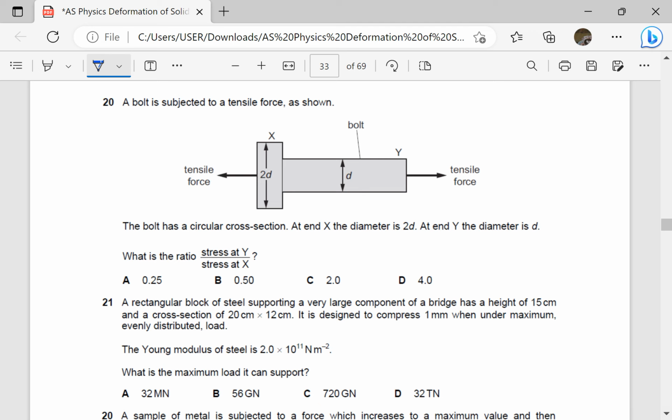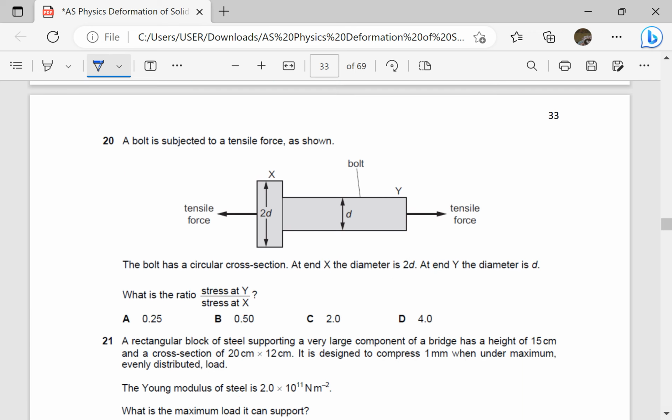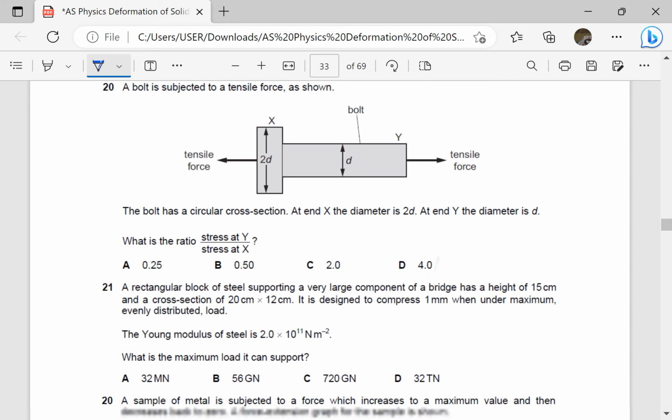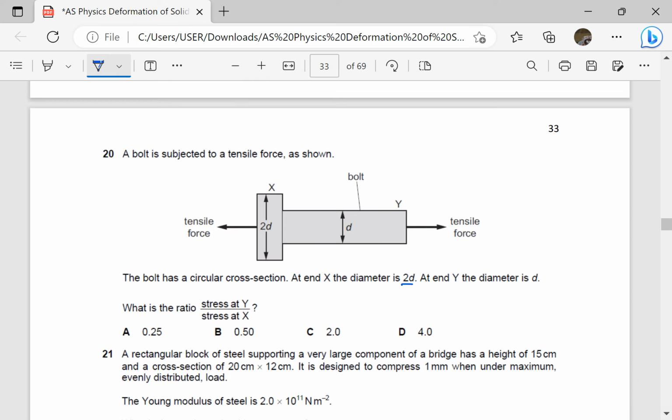A bolt is subjected to a tensile force as shown in the figure. So here I said the answer is D. The bolt has a circular cross-section. At end X, the diameter is twice D. At end Y, the diameter is D. What is the ratio of stress at y versus stress at x?